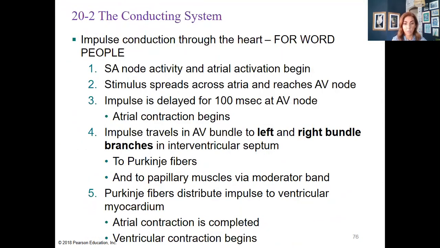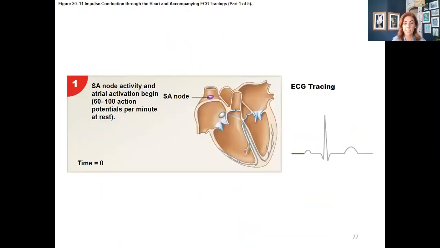Now, for those of you who like words, this is your word slide. As you go through and look at this picture, it's basically everything that I've already said, but I've got some other pictures and I'm going to break it down for you in a step-by-step process so that you can add any additional notes that you would like to add for the conducting system to your picture. So again, we're going to begin with the SA node. Remember, this does 60 to 100 action potentials per minute. We're going to start near the superior aspect of the right atrium, and remember those internodal pathways are going to help spread the signal to both atria at the same time.